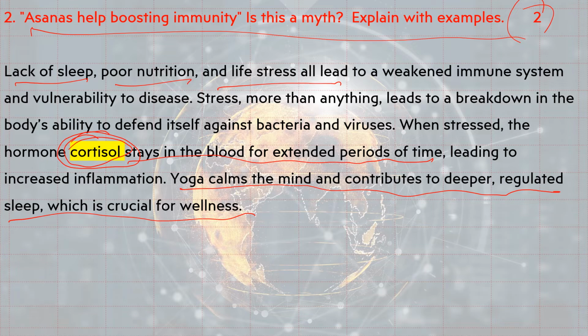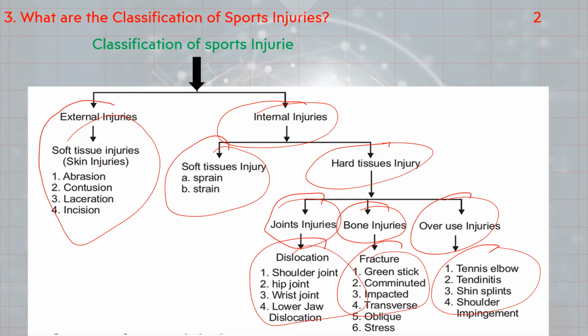Let's go to question number 3 now. Third question: what is the classification of sports injuries? Classification of sports injury you can see here: external injury and internal injury. After that it is divided into further groups. You can do it like this in the next exam when it comes. This is the way you have to write. Okay, let's look at the next.